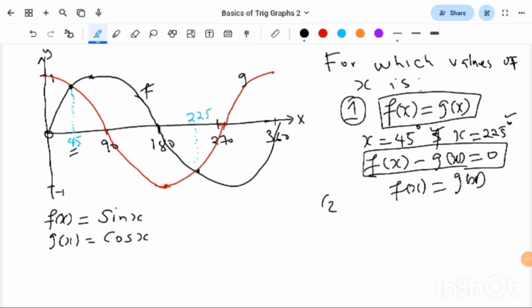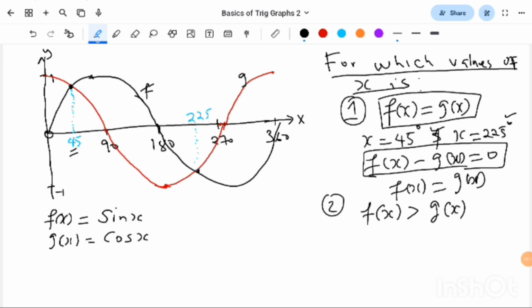Now, the second question might be: for which values of x is f of x greater than g of x? In simple English, what are they saying? Where in your two graphs is f of x above g of x?